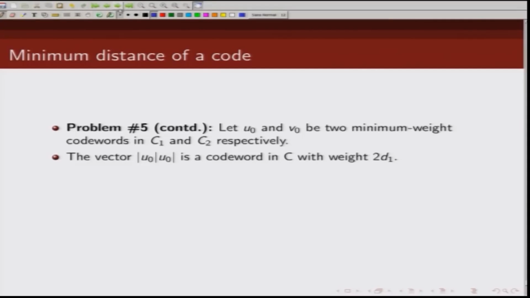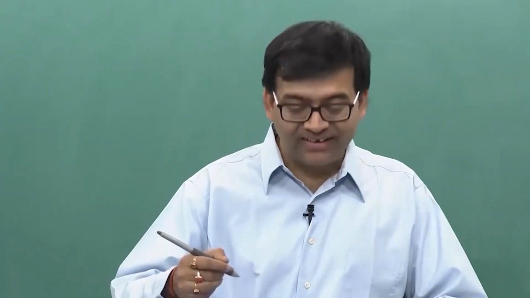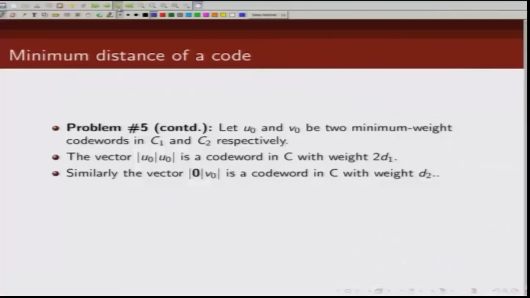Similarly, if we take u0 to be the all-zero code word, then what we get is the code word 0 and v0, whose minimum distance is d2. So hence we have shown that the minimum distance of this new code C is indeed the minimum of 2d1 or d2. Okay. Thank you.